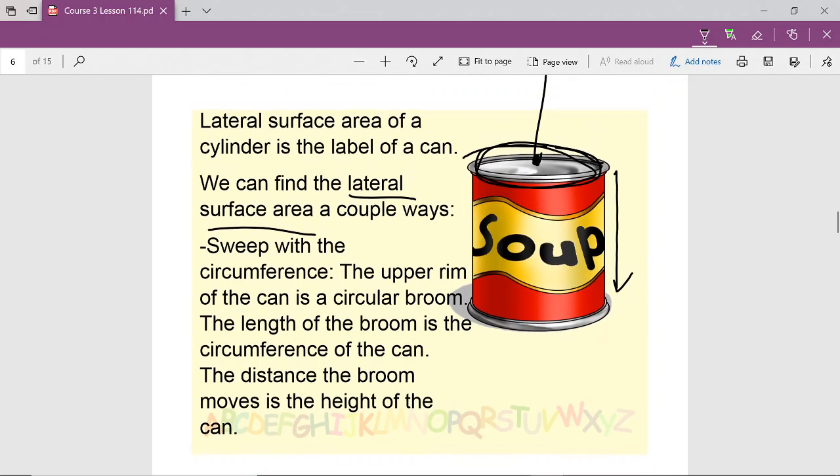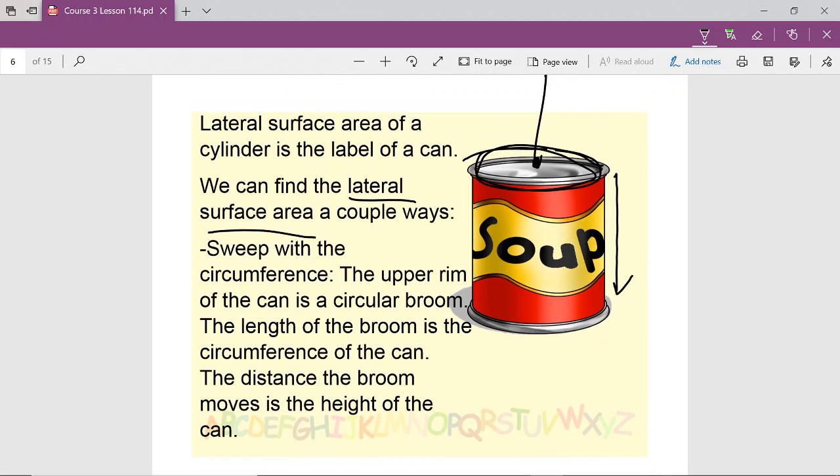So in this case, if I wanted the width of the broom, I would be doing the circumference of the can, which is 2 pi r, or pi times diameter. And then we multiply by how far it moves, which is this distance, we'll call it the height of it. And so I find my lateral surface area by doing 2 pi r times the height. So that's one way to think about it. Circular broom pushing down the height of the can.